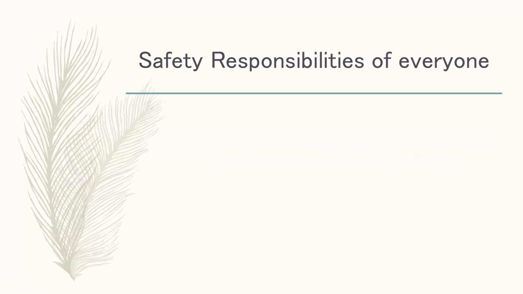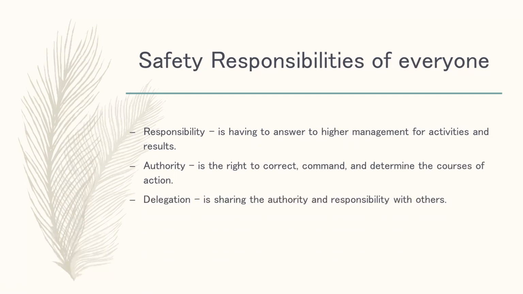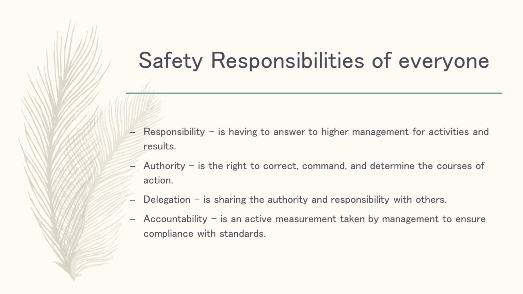Safety responsibilities of everyone. Responsibility is defined as having to answer to higher management for activities and results. Authority is the right to correct, command, and determine the courses of action. Delegation is sharing the authority and responsibility with others. Accountability is an active measurement taken by management to ensure compliance with standards.